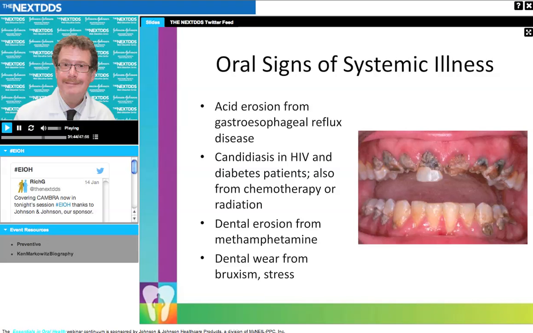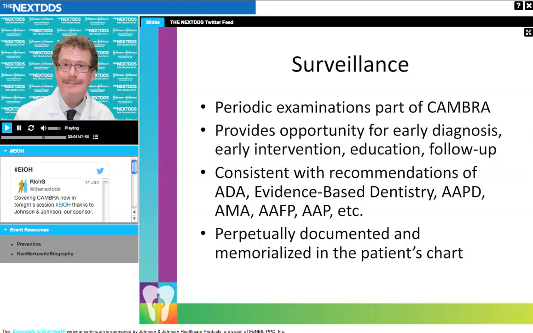Okay, we really have to do a great deal of dietary manipulation, oral hygiene improvement. It's not just handing them fluoride, okay, to try to control this very devastating problem that they develop.